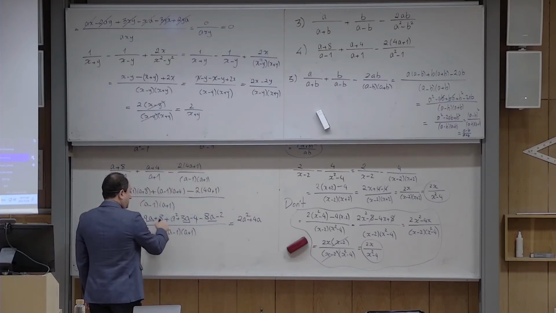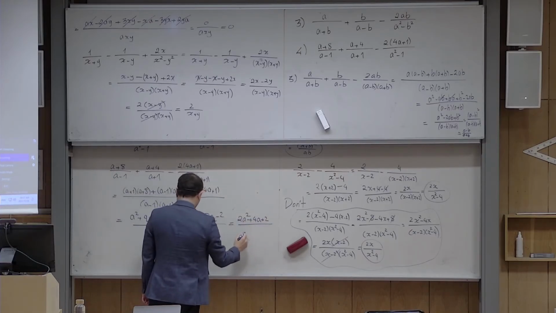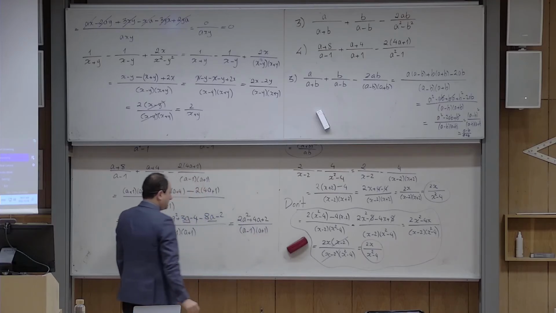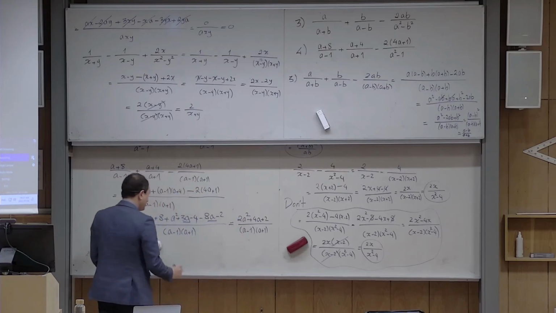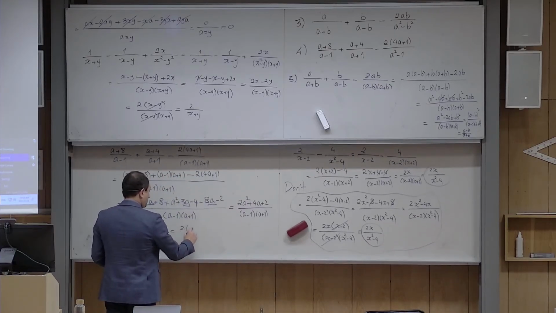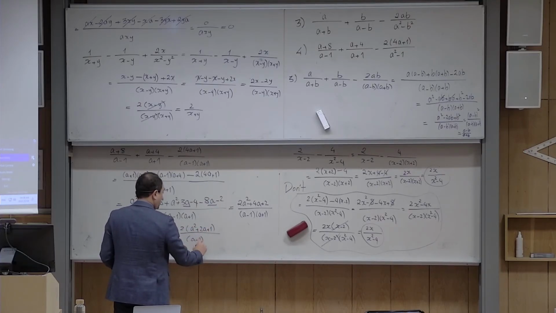And then I have 8 minus 4 minus 2 is plus 2. And then you have a minus 1, a plus 1. Okay, but it is important to realize at least that there is a factor 2 in common, so you can factor it out. 2 times (a squared plus 2a plus 1), and then divided by (a minus 1)(a plus 1).